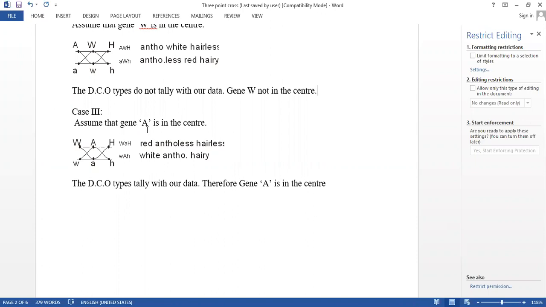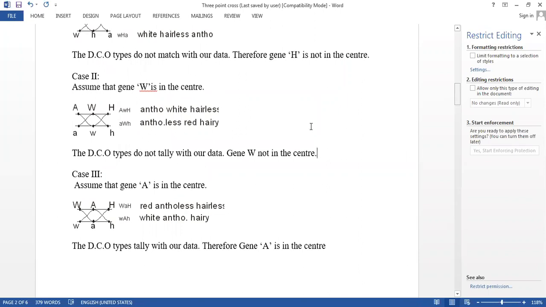So this is the first step. And what is the first step? To find out the location of the genes. So what location have we got? We have got capital W, then small a, small h, small w, small a, small h. So this is the location of the genes. Half of the problem is over.